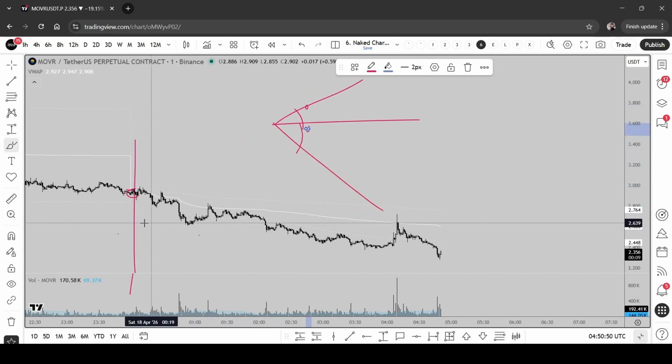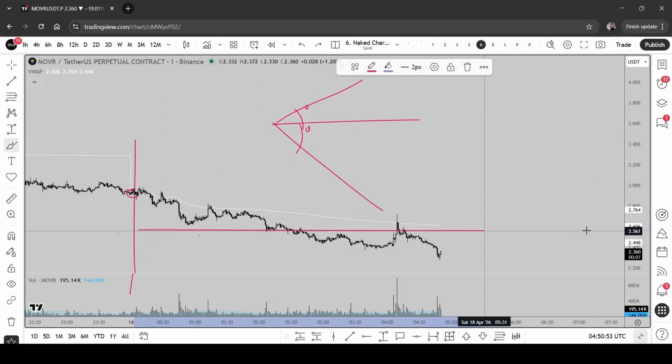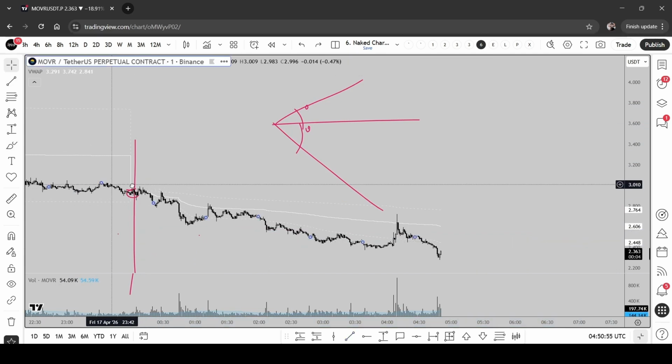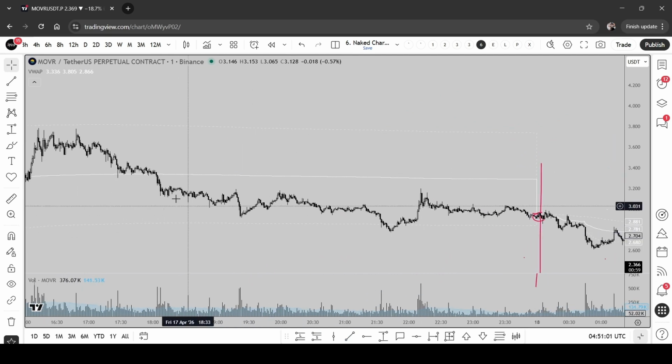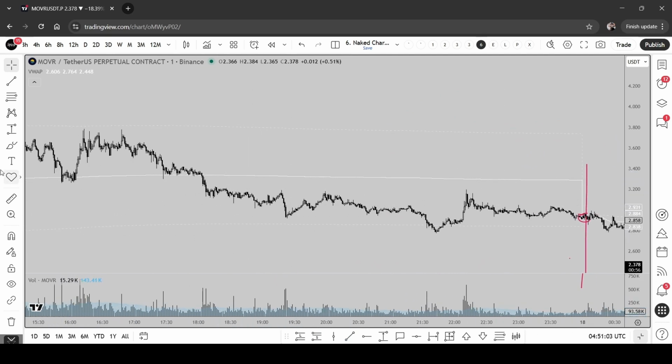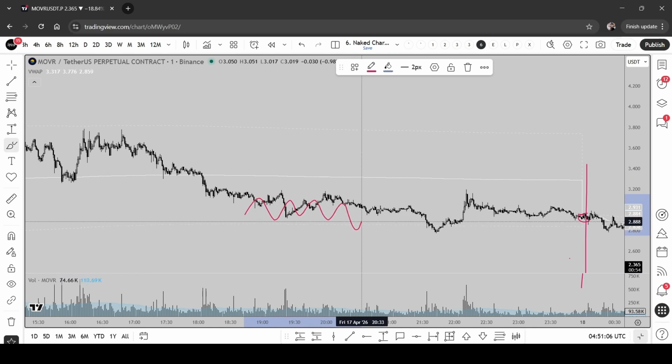If the VWAP is basically horizontal, flatlined like this, it's more likely that price is going in a sideways type of direction. Notice here, look at how the VWAP looks. It's pretty much sideways, and it's reflected in price as well. Price is kind of chopping around, going sideways.